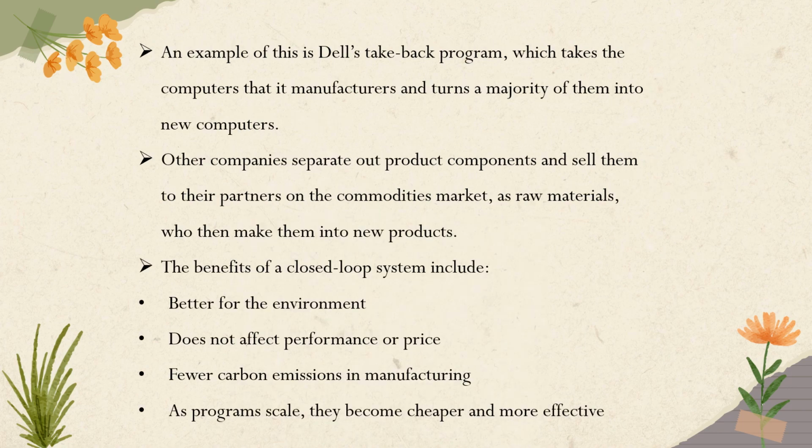An example is Dell's Take Back program, which we have heard about, which takes the computers that it manufactures and turns them into new computers. Other companies separate out product components, that is, they dismantle the product and sell to their partners on the commodity market, such as raw materials. We'll see what the commodity market is. So such as raw materials, who make them into a new product.